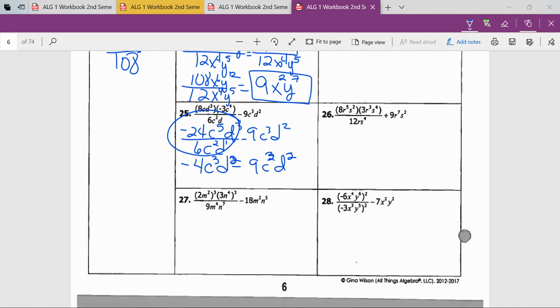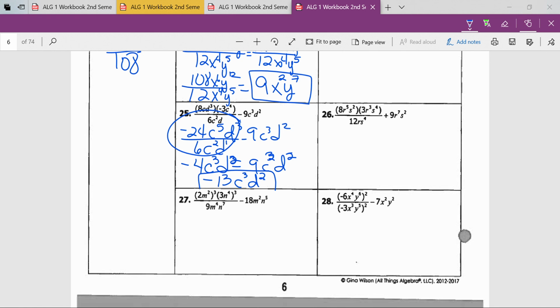What's negative 4 minus 9? Negative 13. C to the 3, D to the 2. Because here we're just subtracting or combining like terms, do not change the exponents. Okay, just be careful. Do not change the exponents. They stay exactly the same, to the 3 and to the 2.